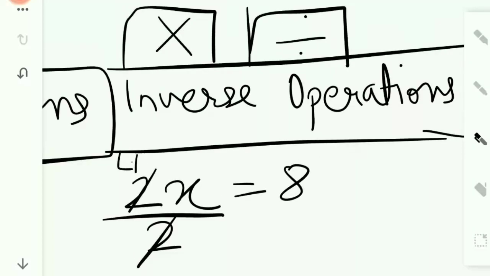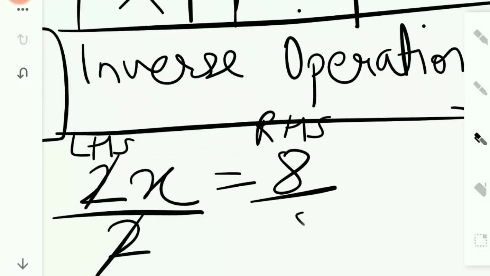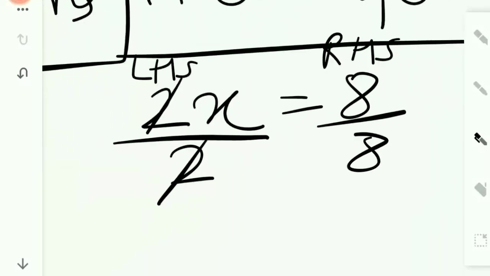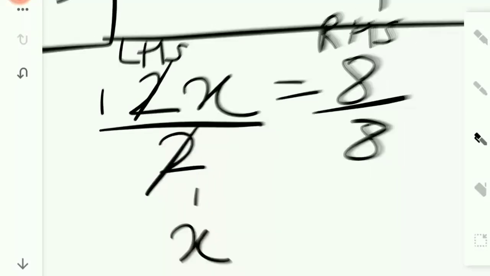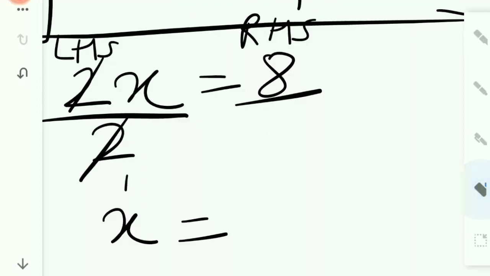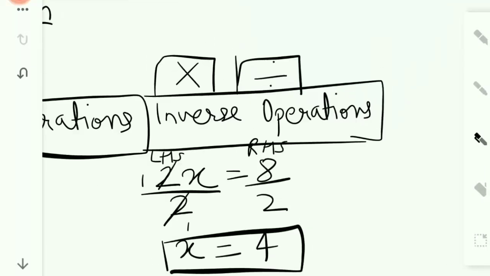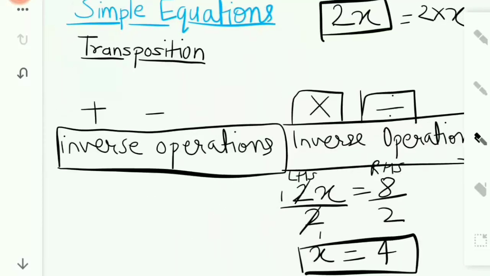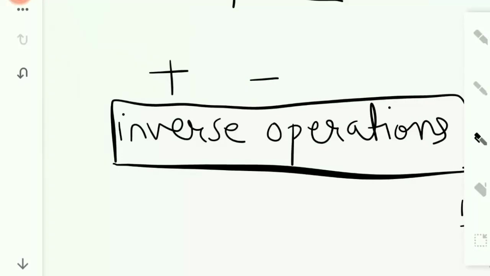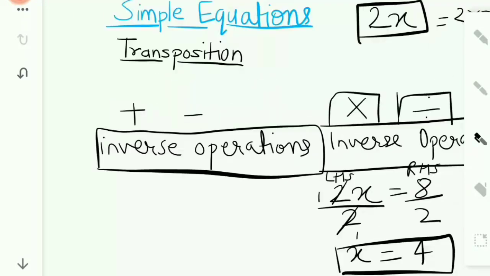But I am doing this on LHS, so I have to do this on RHS as well. So divided by 2, 2 ones are 2, 2 ones are 2, cancelled out. Only x is left here. x equal to, I'm sorry, 2 had to be written, 8/2 equal to 4. So we get x equal to 4 here. This is how multiplication and division are inverse operations for each other, and addition and subtraction are inverse operations for each other.